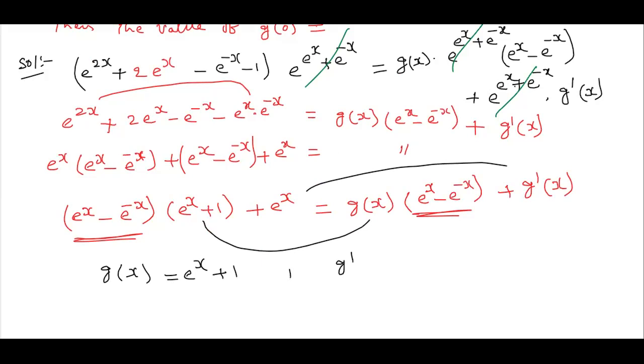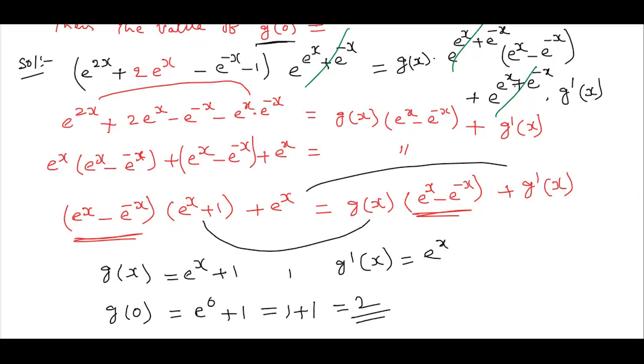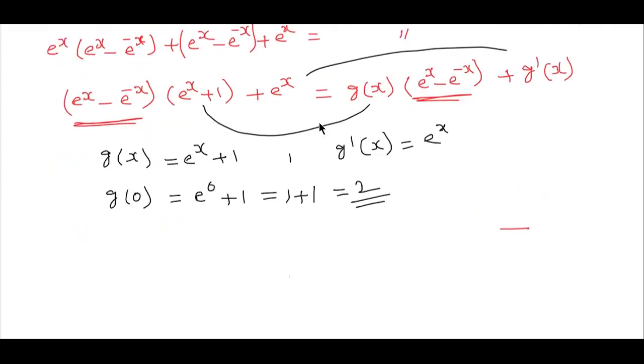Then what is g dash of x? E power x, or not? Right. What are they asking now? G of 0, I think. See the question here. G of 0. Substitute here: e power 0 plus 1. That is 1 plus 1. Answer 2. So this is somewhat difficult because calculations are there. Okay. Next, I am going to another question.